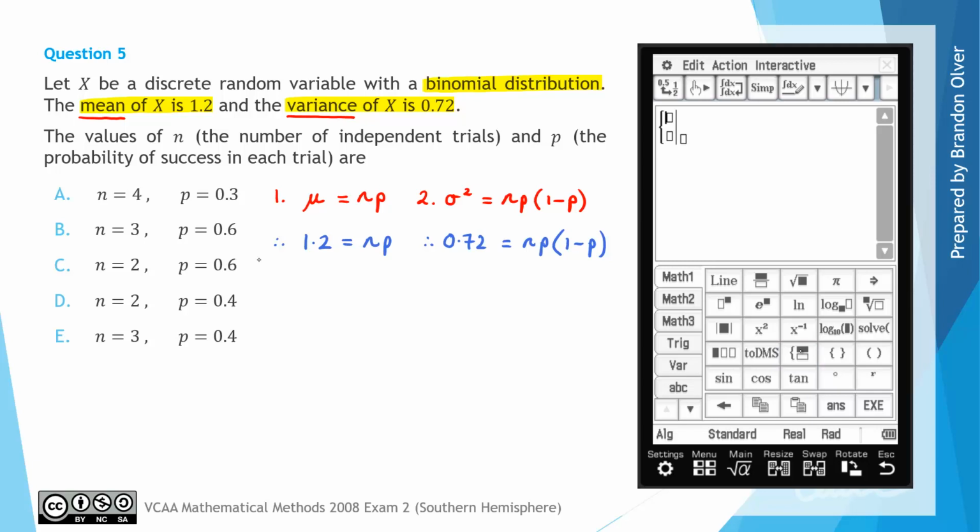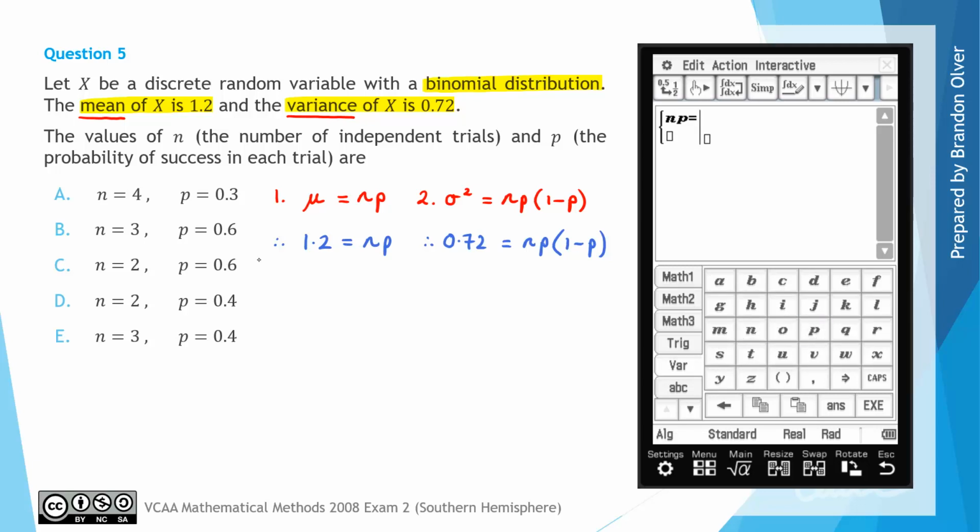Next, we want to type in our two equations, so using variables, I can use n and p so I don't get confused. We'd have n times p is equal to 1.2, that was the first equation for the mean. And then the second equation for the variance was n times p, and then in brackets 1 minus p. That is going to equal 0.72.